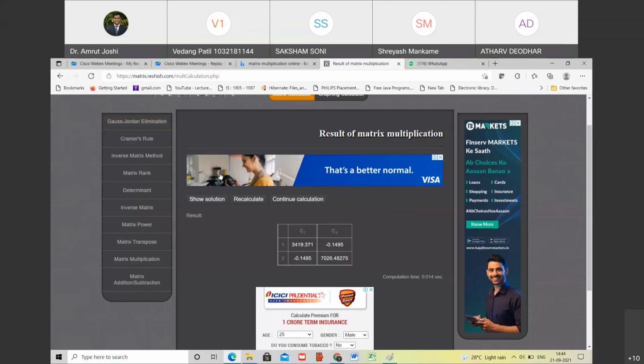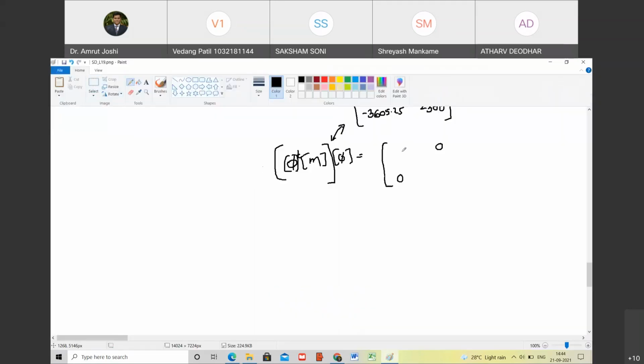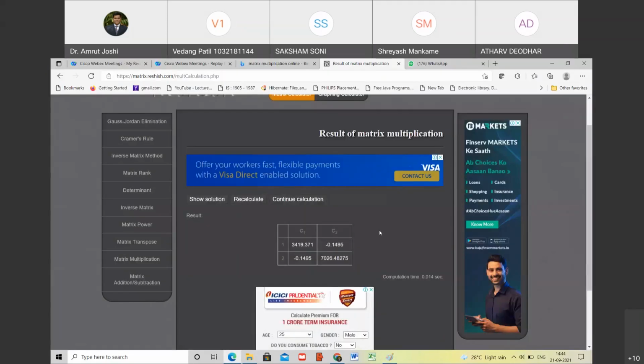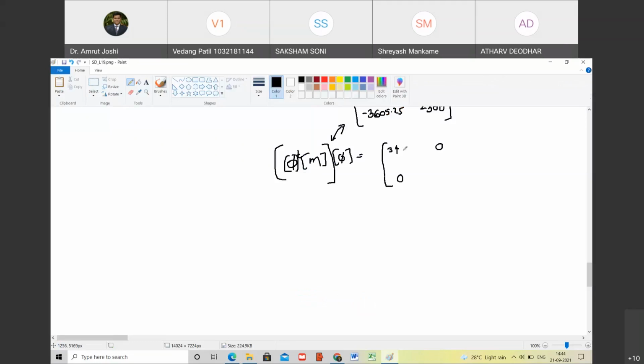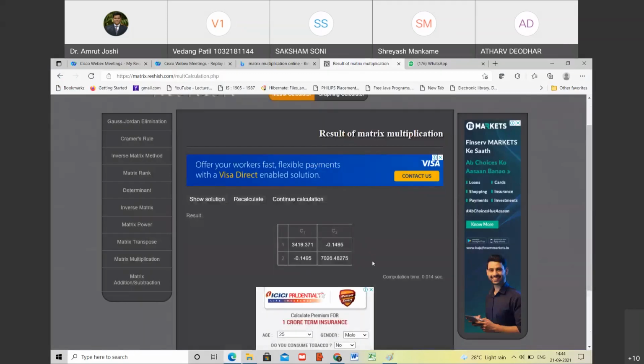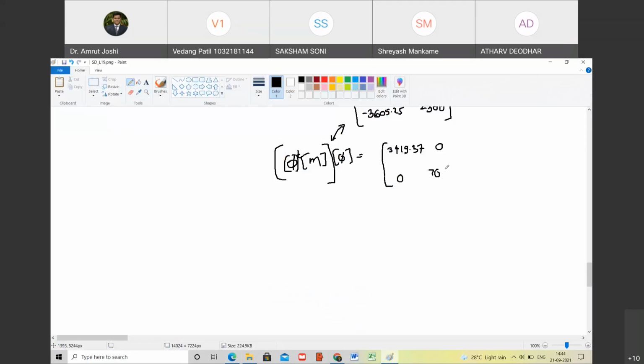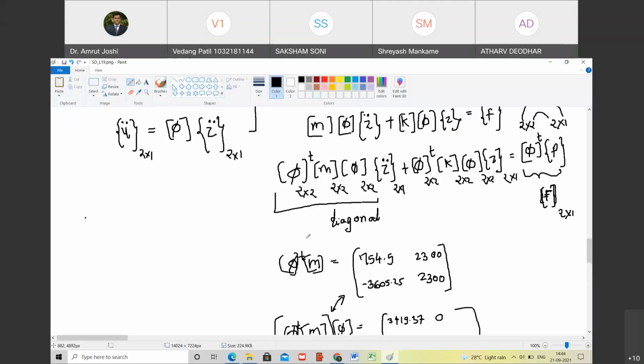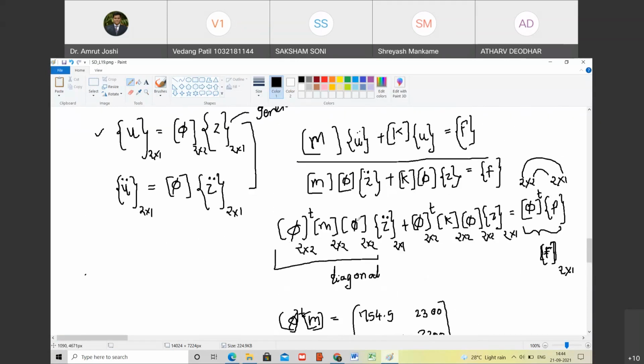Are you with me? Yes. So if you write a program and do it exactly on a calculator, you will get exact 0. The diagonal terms are 3419.37 and 7026.48. Now pay attention here. This matrix therefore becomes a diagonal matrix. Do you agree with me?